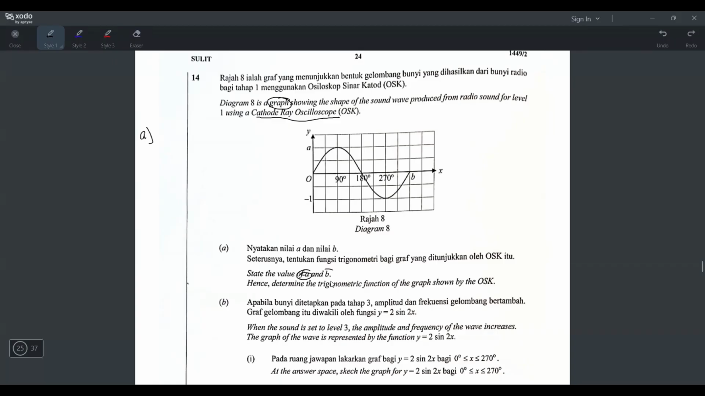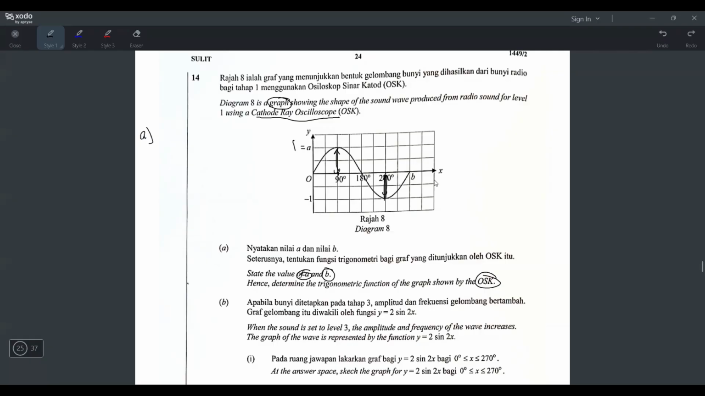So they say state the value of A and B, right? So A is this, B is this one. And then they say hence determine the trigonometric function for the graph shown by the cathode ray oscilloscope. So first thing first, let's look at the graph. This is obviously a sine graph, right? To determine the value of A, it's very easy. If you look at the box here, it is 2 units, but it's not 2, because down here this one is the amplitude. You can see the distance here is 2 units, this one also 2 units. And this one they write -1, so A must be 1, right?